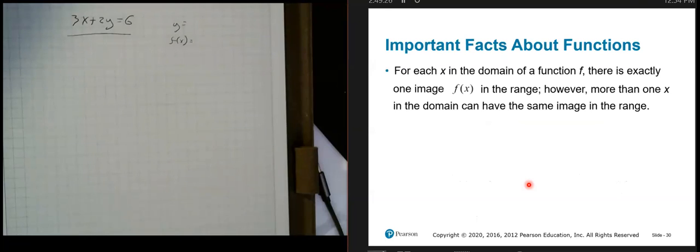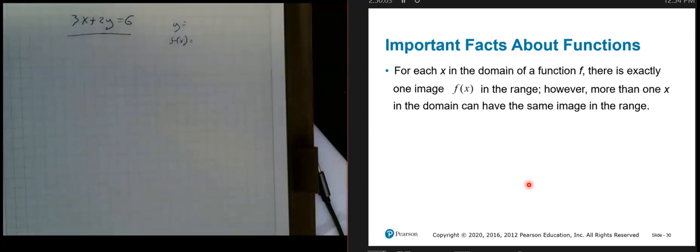Now, for each x in the domain, there is exactly one image of f of x in the range. That's just straight from the definition, right? Each x value is paired with exactly one y value. So each member of the domain is paired with exactly one image in the range. It is saying the exact same thing, just different words.